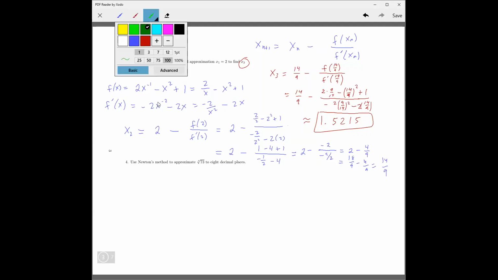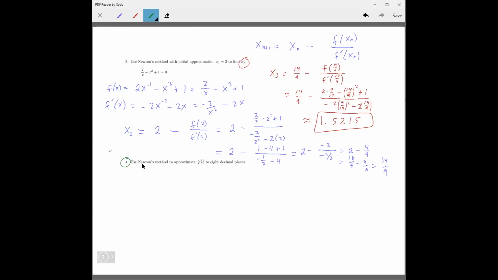Okay, so let's go to number 4. Use Newton's method to approximate the 4th root of 73 to 8 decimal places. So you want to approximate this to 8 decimal places. Actually, okay, let me show you a better way to do this. Because they can't be doing this by hand. This is just too much work to do by hand.